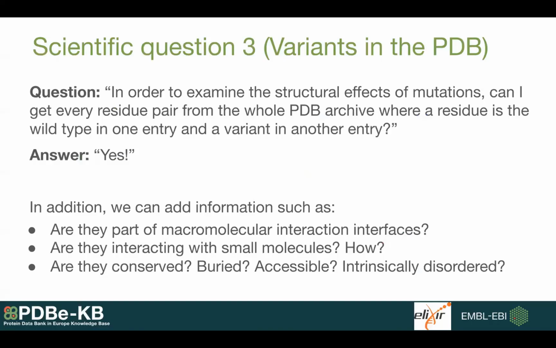And the third question that I would like to show today is about variants. So is it possible to get all the residue pairs from the complete PDB archive, where there is a residue and in one structure it's the wild type and in another structure it's some kind of variant, but at the same exact position of the protein? And this is also quite straightforward to do in the graph. And you can enhance this data set with information on are these residues involved in interaction interfaces? Are they interacting with small molecules?